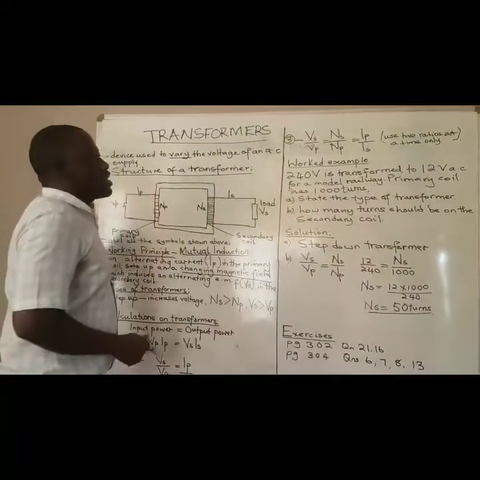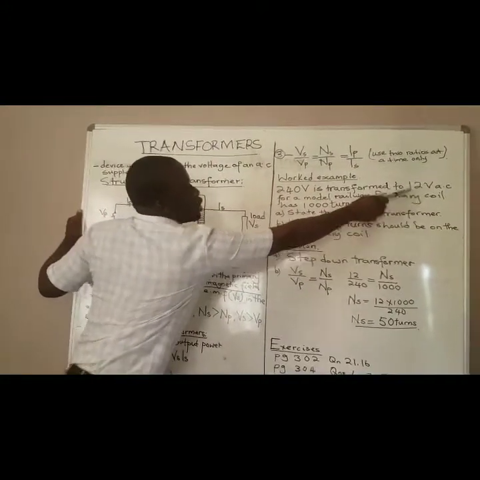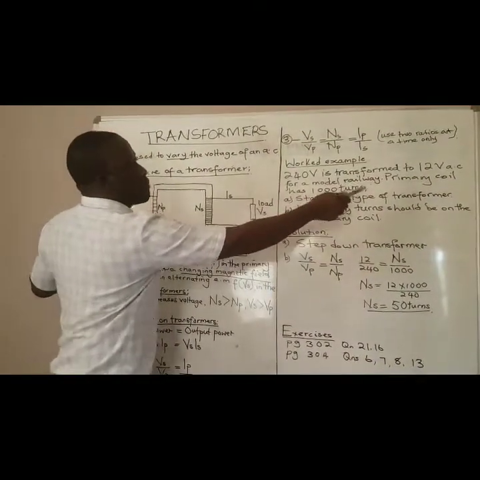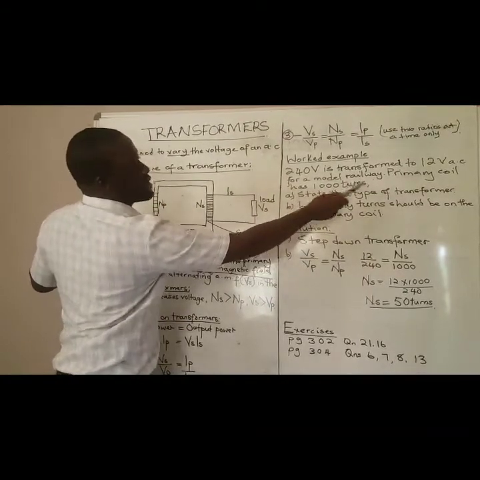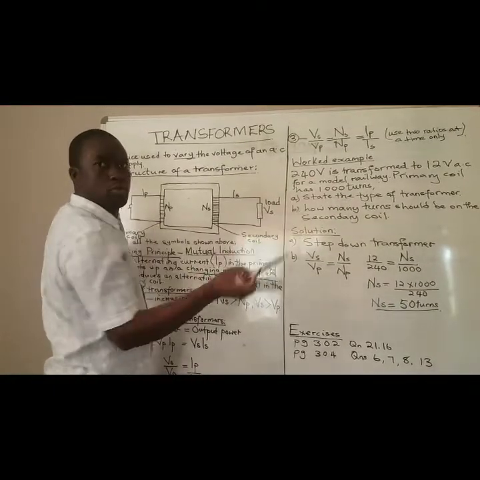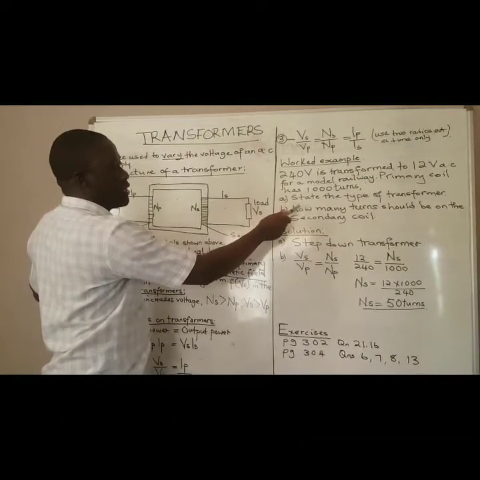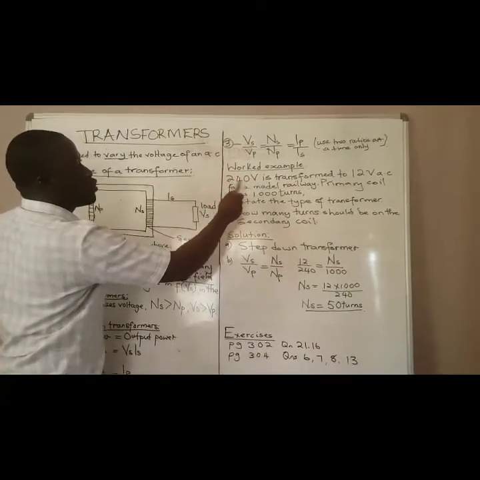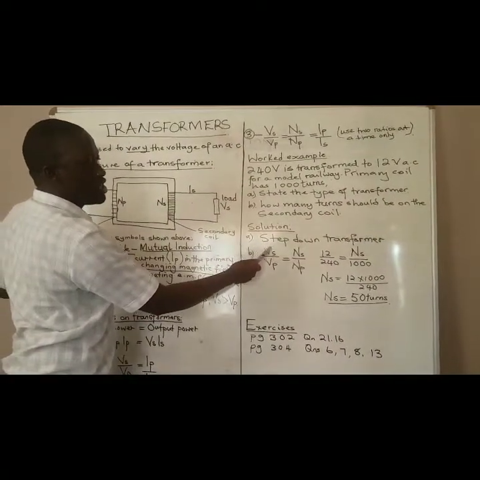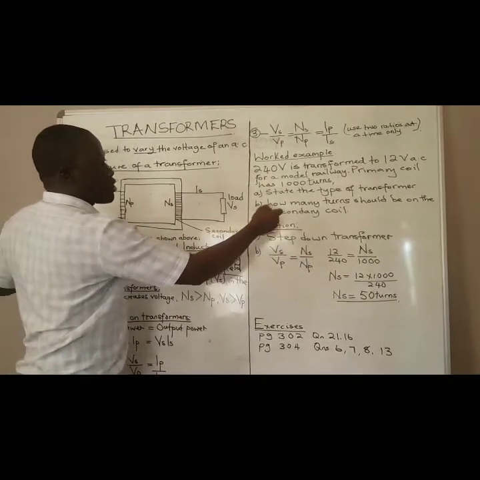A 240-volt supply is transformed to 12 volts AC for a model railway. The primary coil is 1000 turns. Part A of the question, state the type of transformer. From this given information, you should be able to identify what type of transformer this is. Right? You look at the voltage given, from 240 to 12. It is decreasing. So already we are saying under solutions here, this is a step-down transformer. It decreases the voltage.